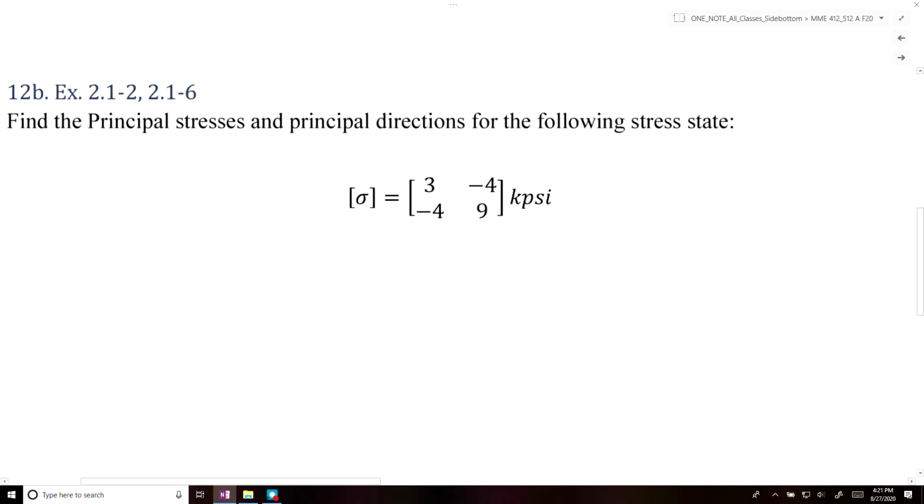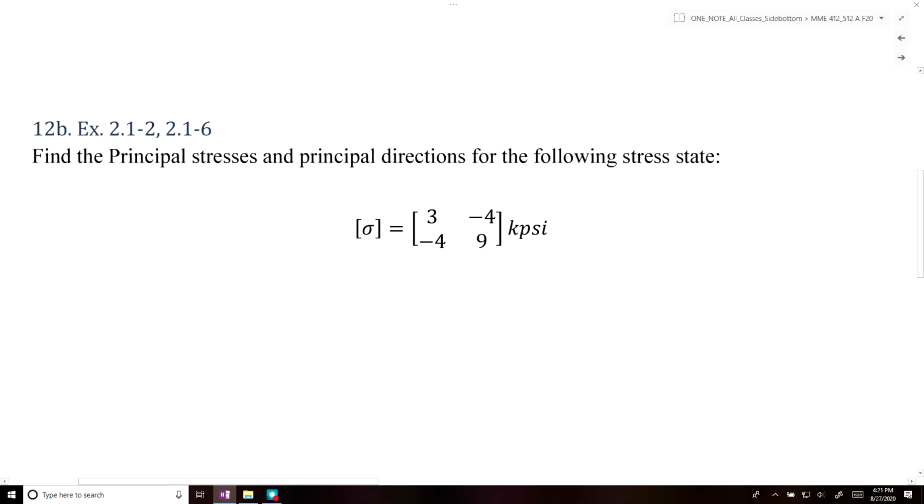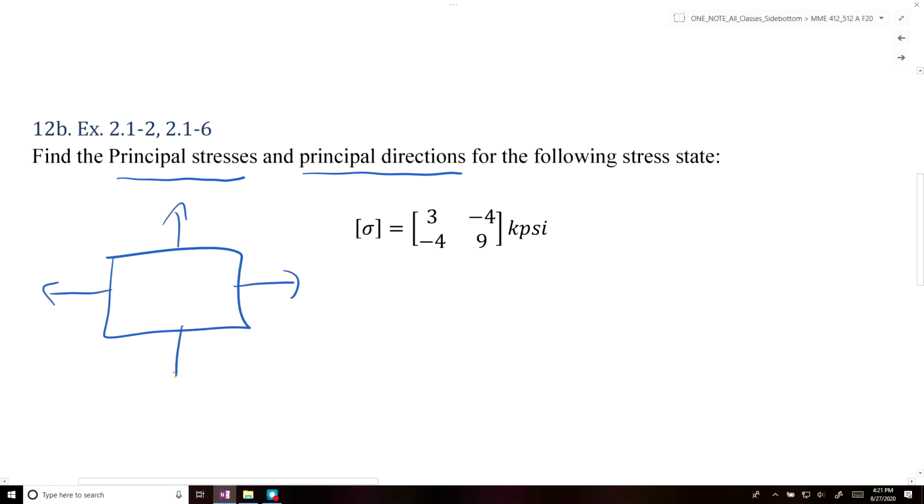In this problem, we're asked to find the principal stresses and principal directions for the given state of stress. Our stress element in this case has both normal and shear stresses.